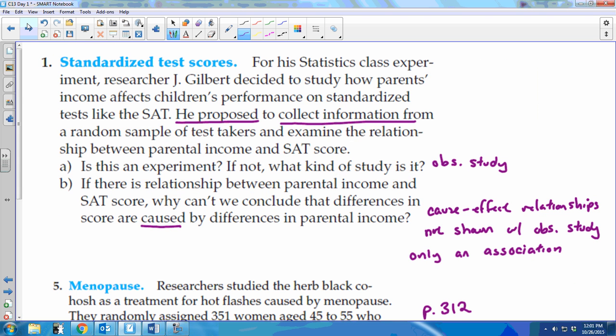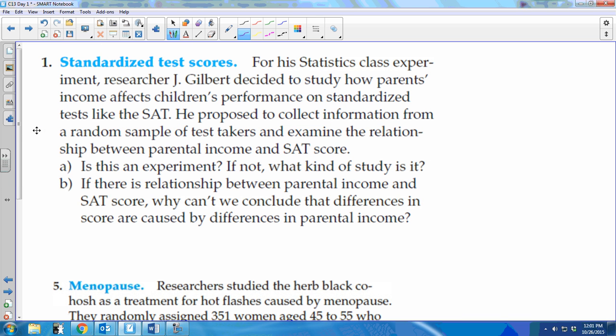But these are really fast examples. For a stats class experiment, researcher Jay Gilbert decided to study how parents' income affects children's performance on standardized tests like the SAT. He proposed to collect information from a random sample of test takers and examine the relationship between parental income and SAT score. Is this an experiment?